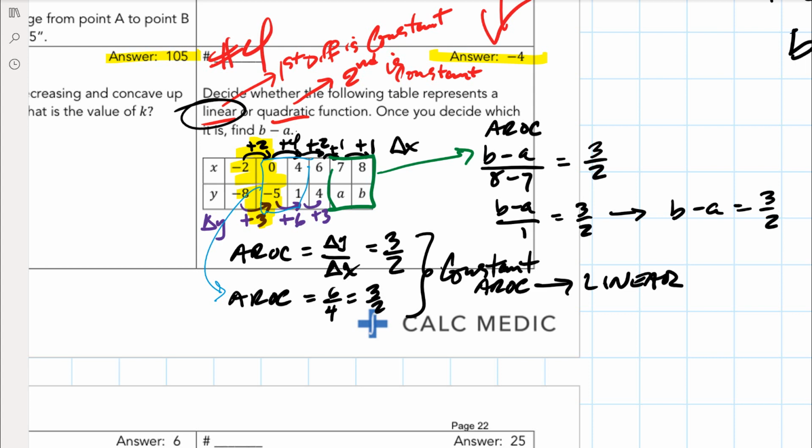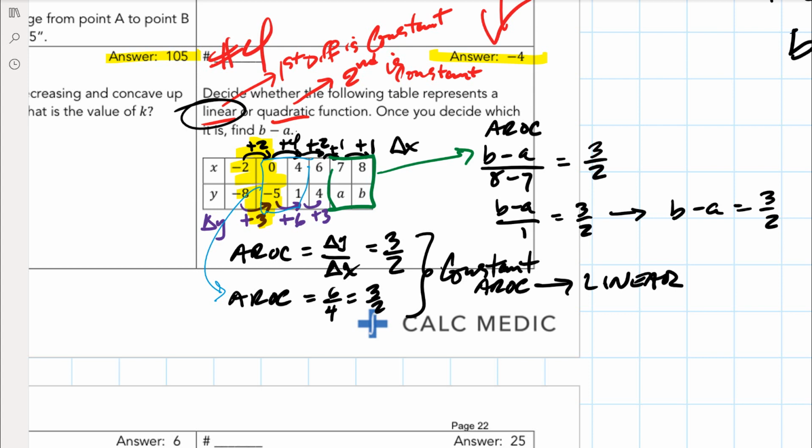So how does that help us? What am I saying? I just lost my train of thought. So, come on, Aynesworth, I just lost my thought. So the average rate of change is constant. I got B minus A is 3/2. It'd be kind of nice to know.